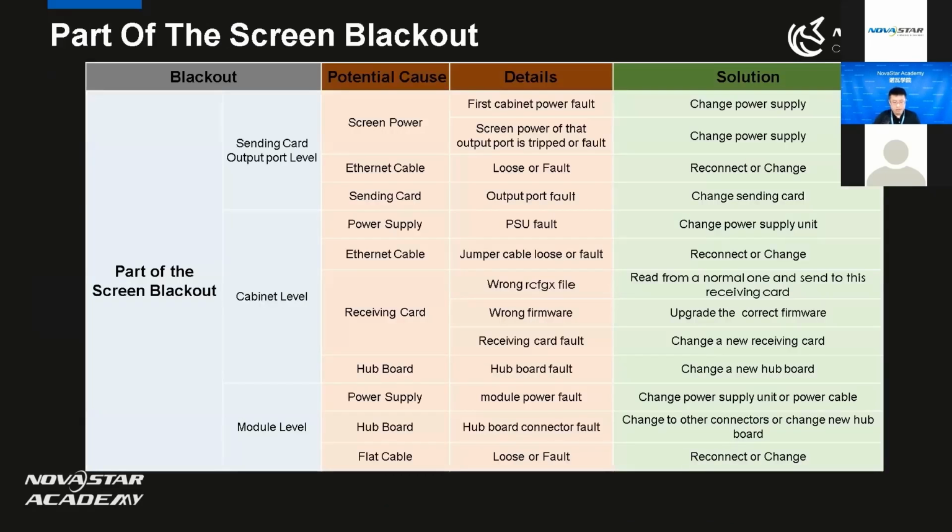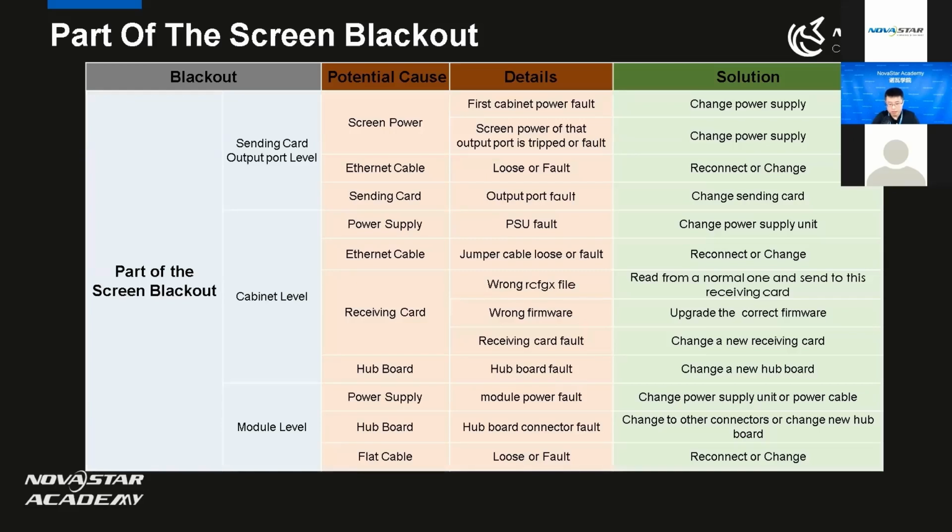And next is partial screen blackout. It's very similar to the full screen blackout issue, but here we have three different levels. First one, sending card output port level. It means one sending card output port is totally black. Like if you use an MCTRL 4K Nova controller, the first output of this controller is totally black. So what should we do?